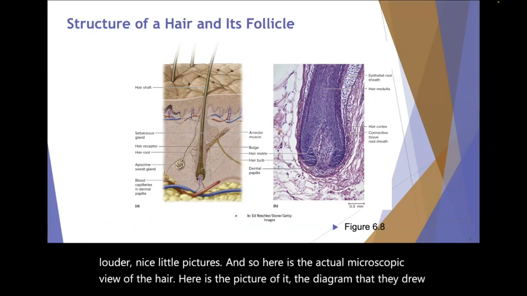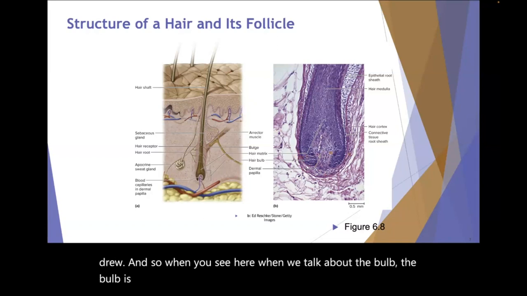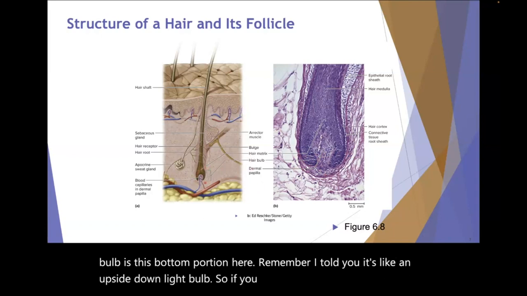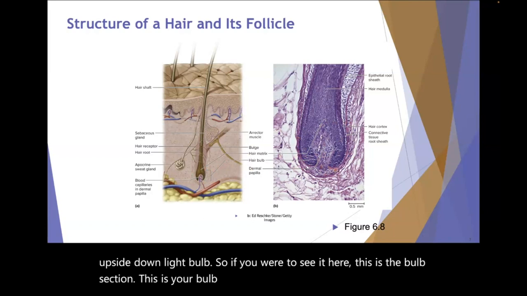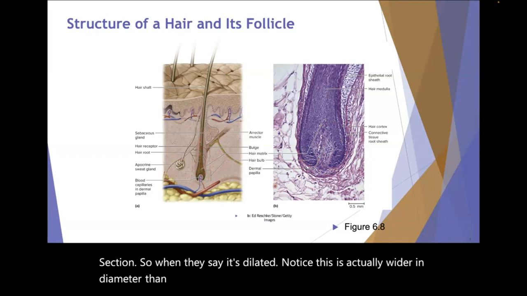And so when you see here, when we talk about the bulb, it is this bottom portion here. Remember, I told you it's like an upside down light bulb. So if you were to see it here, this is the bulb section. This is your bulb section. So when we say it's dilated, notice this is actually wider in diameter than the rest of the shaft.